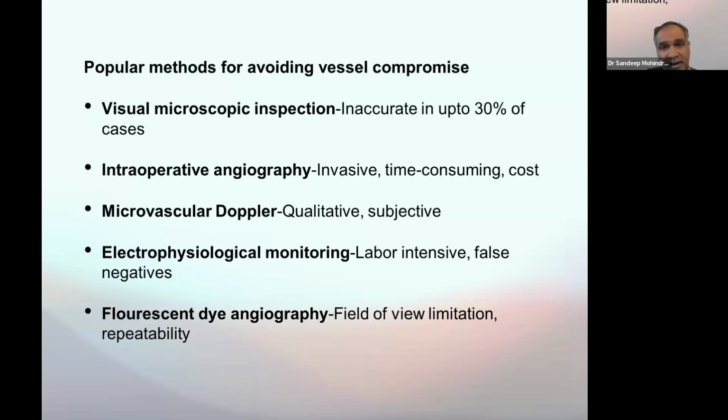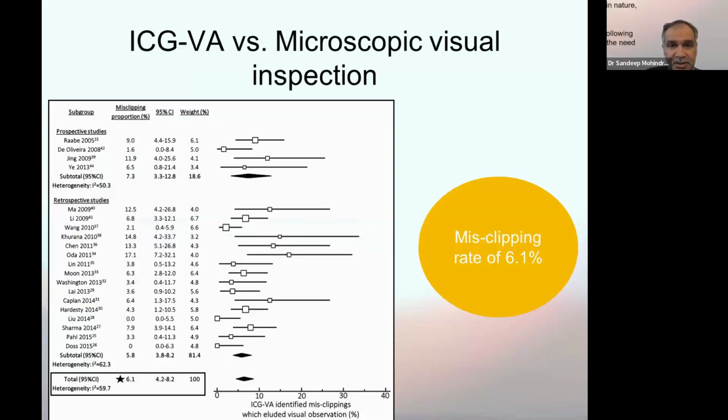Popular methods for avoiding vessel compromise: visual microscopic inspection, inaccurate in up to 30% of cases. Intraoperative angiography is invasive, time-consuming, and costly. Microvascular Doppler, yes, we used to use it earlier, but nowadays we are relying on ICG. Electrophysiological monitoring or dye angiography. So I'll just skip.